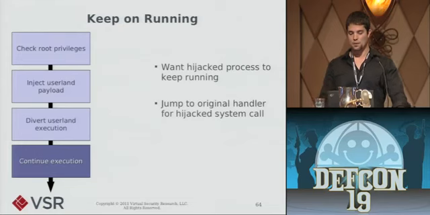Because we want to do things perfectly and make sure nothing crashes, after we've done this, we'll jump to the original handler for that system call that we hijacked. So if we hooked close, for example, we want the close to still actually happen.